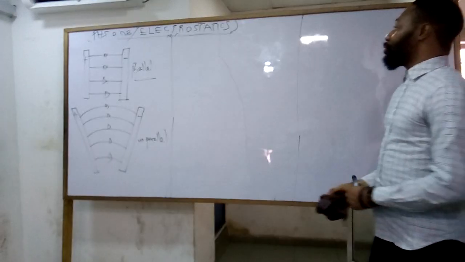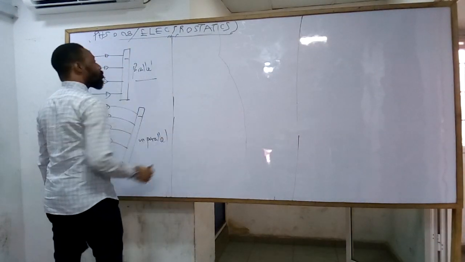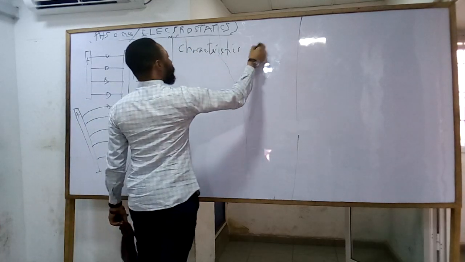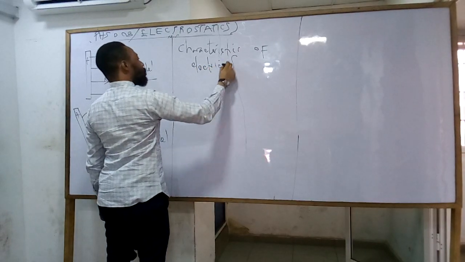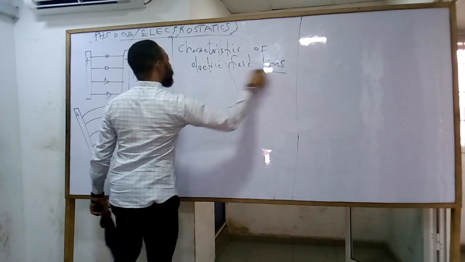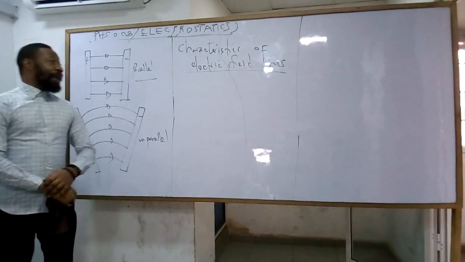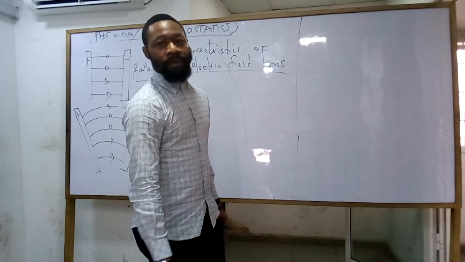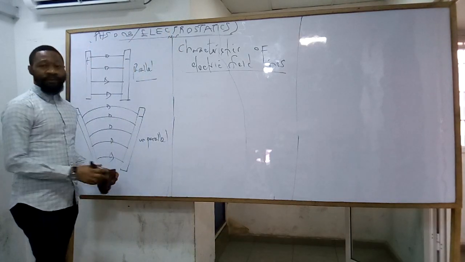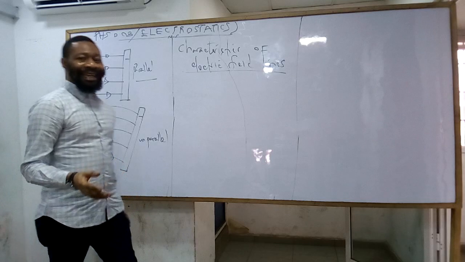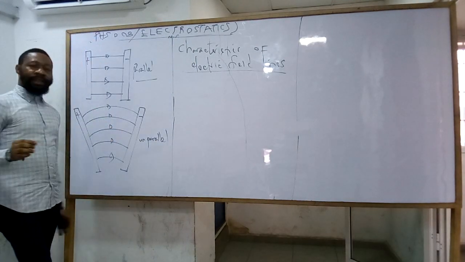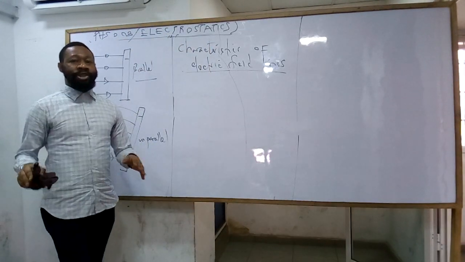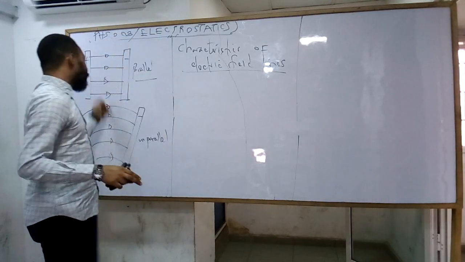So, we also look at the characteristics of electric field lines. Remember, electric field lines, number one, they're imaginary lines. You cannot see them. They are just applied to your charge or conductor to explain the pattern of field. Number two, they originate from positive charges. Number three, they terminate on negative charges. Number four, they must not cross or intersect each other. Don't forget that. There's no way you draw it and make them cross here.